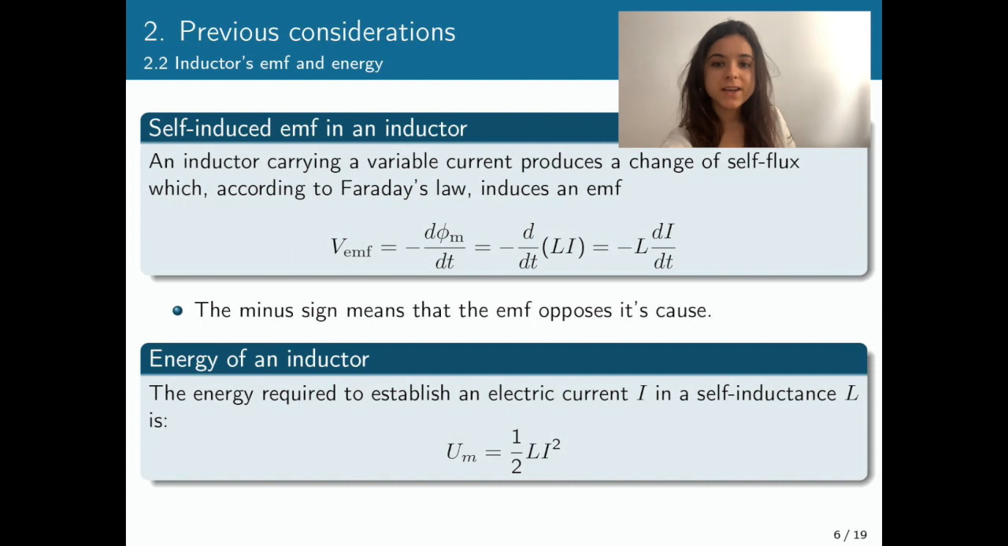An inductor carrying a variable current produces a change of self-flux, which according to Faraday's law induces an electromotive force, which is calculated as minus the inductance multiplied by the derivative of intensity with respect to time. The minus sign means that this force opposes its cause. Plus, the energy required to establish an electric current in a self-inductance is calculated with the following formula: 1/2 of L multiplied by intensity to the power of 2.